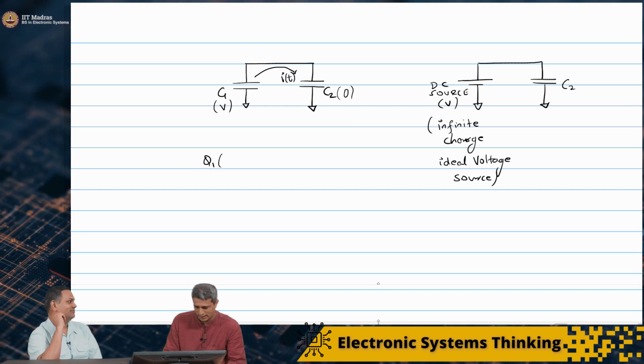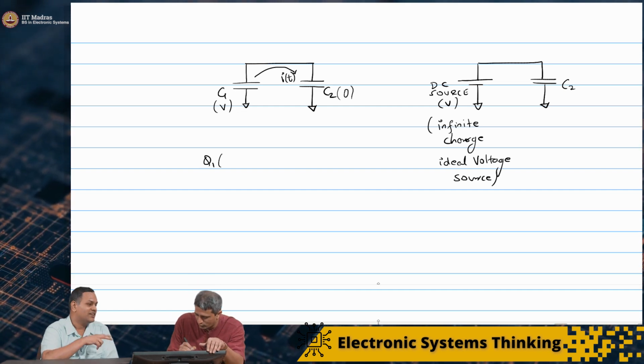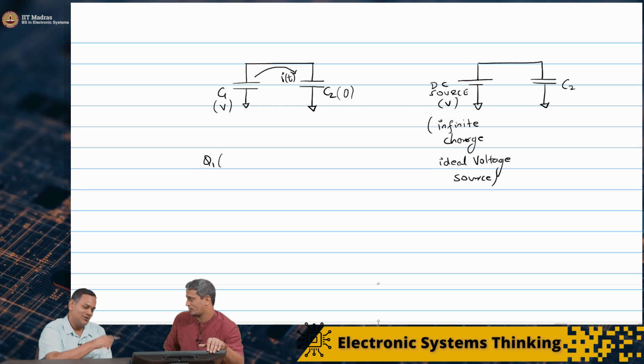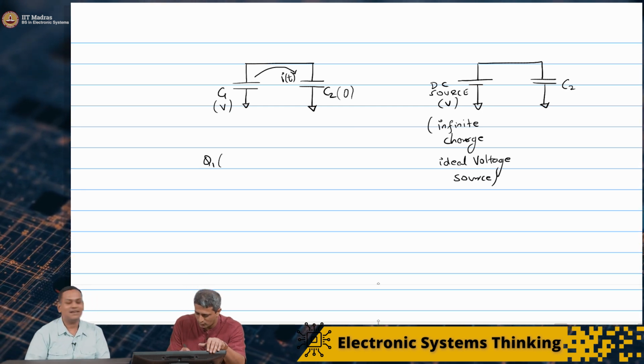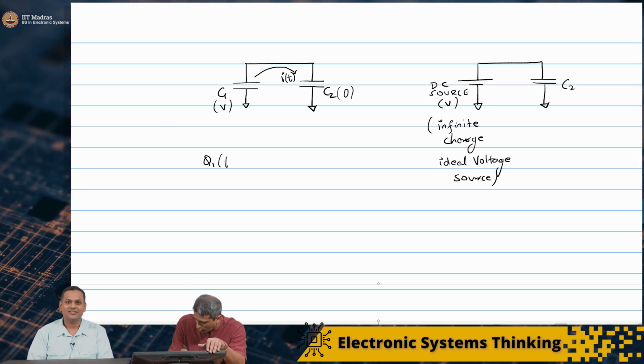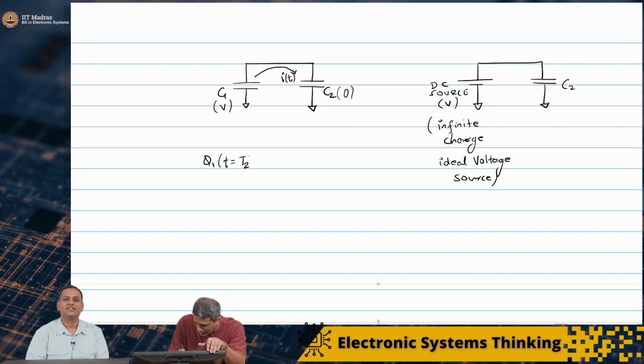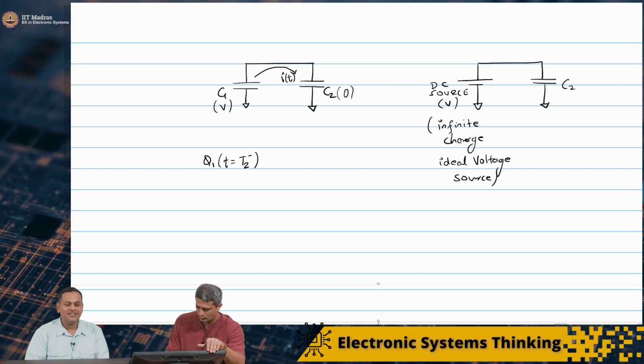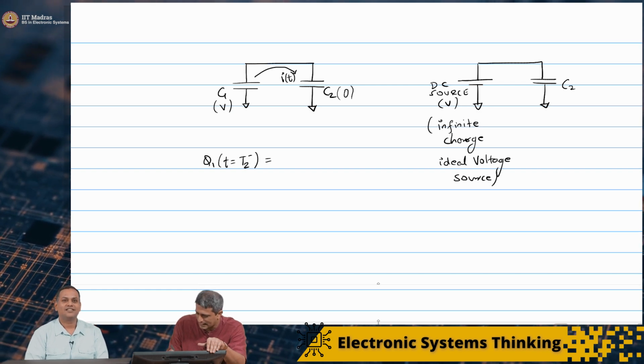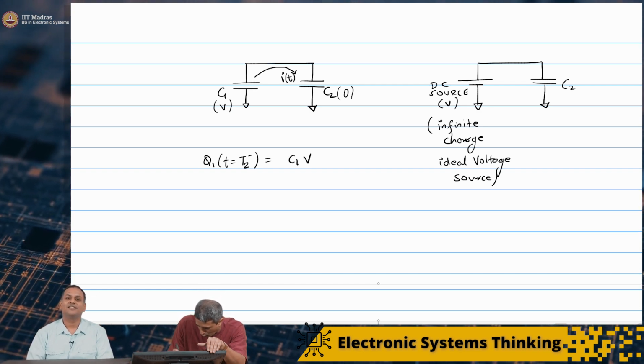No, it cannot. It clearly cannot, because it is losing some charge to C2. So, charge cannot stay the same. So, when I say Q1, I have to talk about charge at a time, which again is at T2 minus. Yes. Right? And this has to be C1 into V.